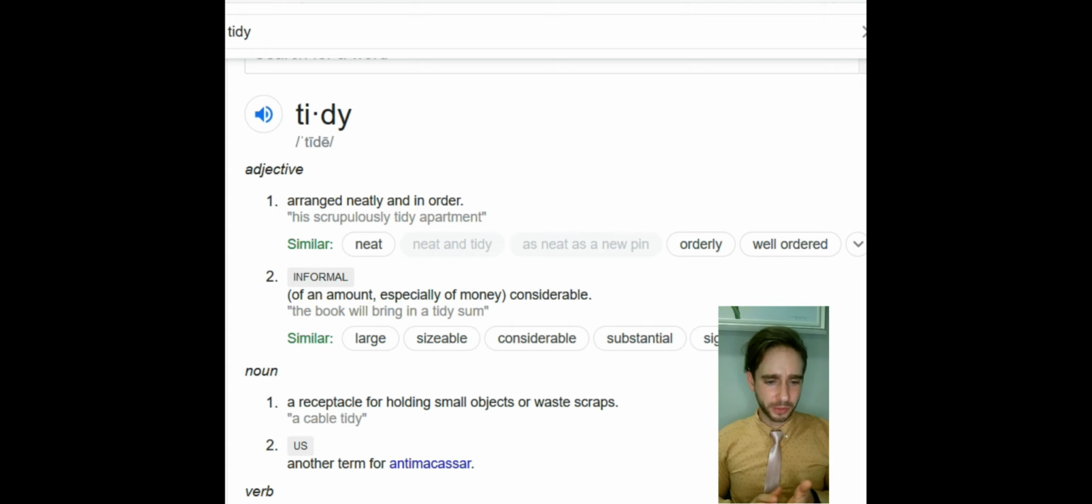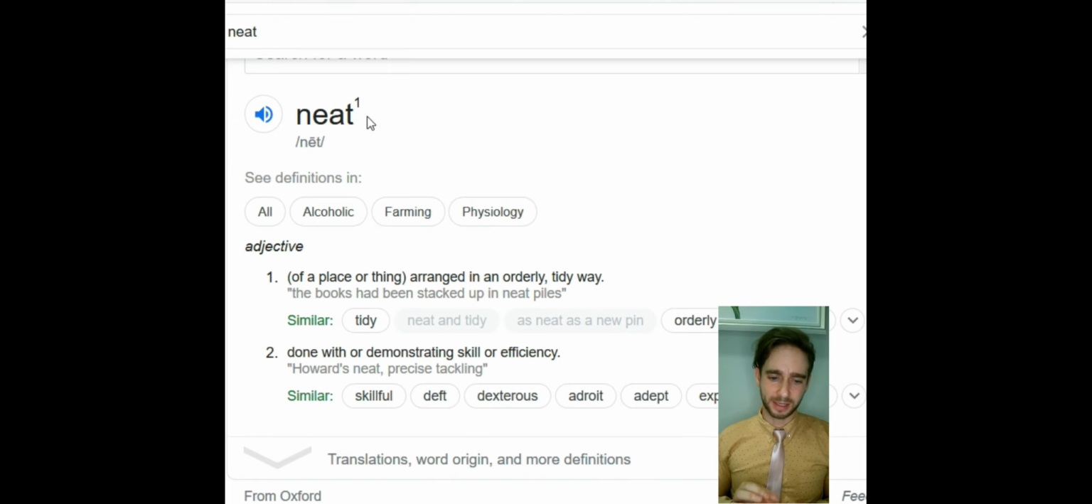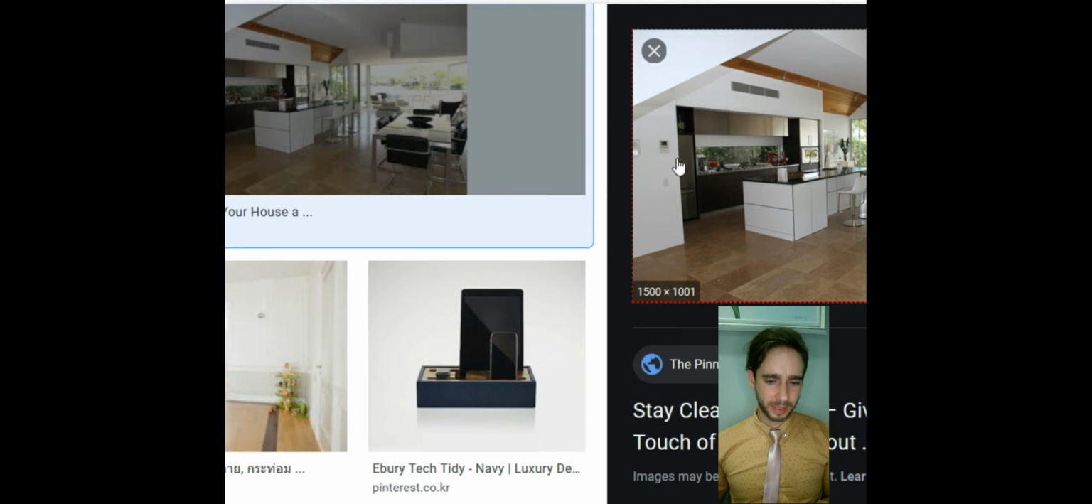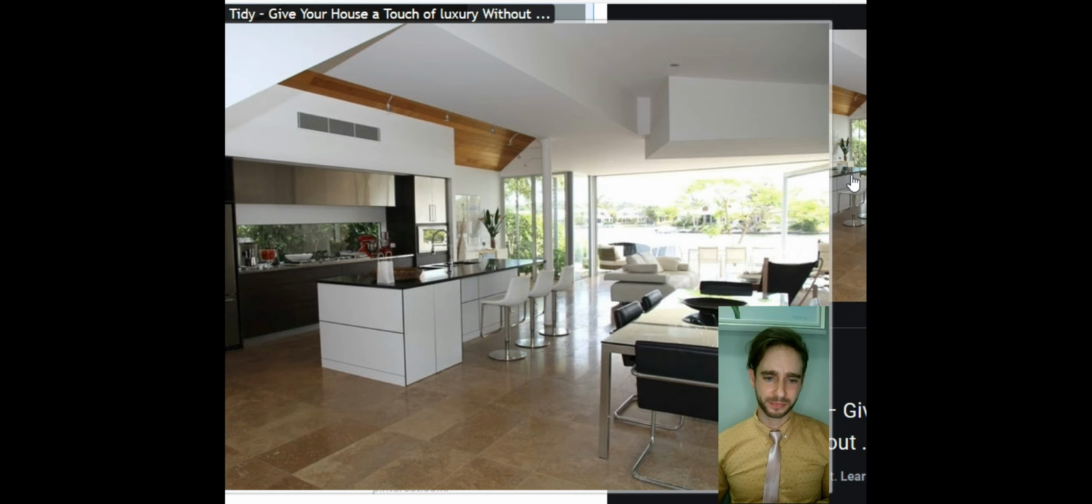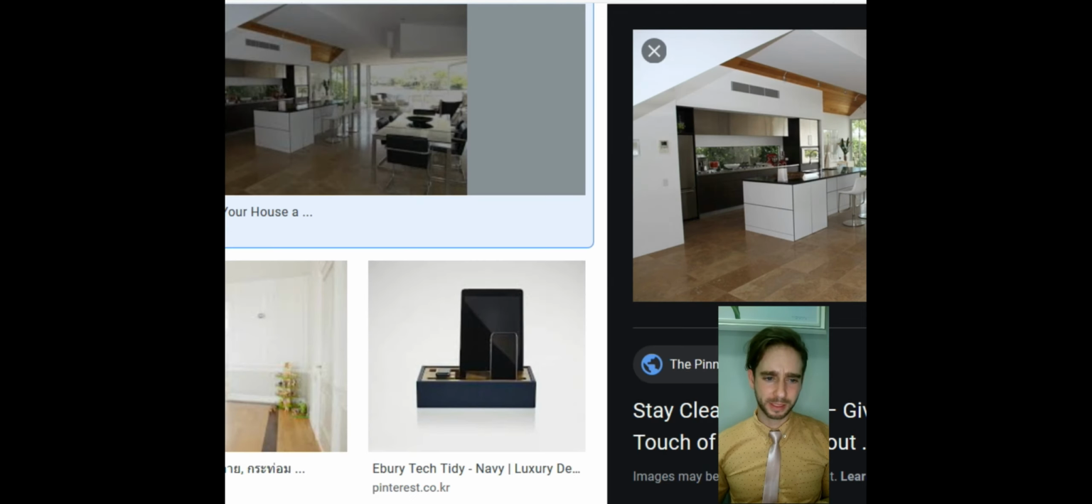So, tidy home. Tidy is an adjective, and it is described as arranged neatly or in order. Something that is nice and tidy is also very neat. Let's take a look at the word neat. Once again, it's an adjective, of a place or thing arranged in an orderly, tidy way. So we take a look at that lovely home once again.